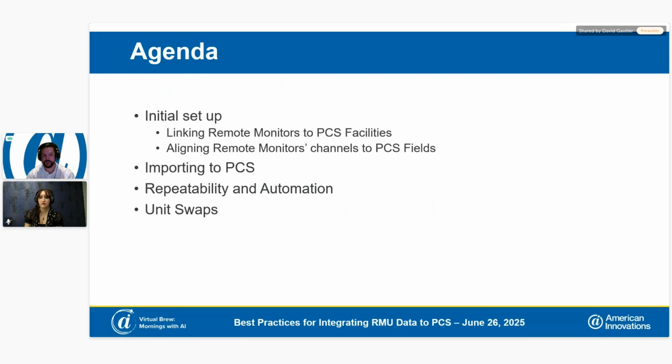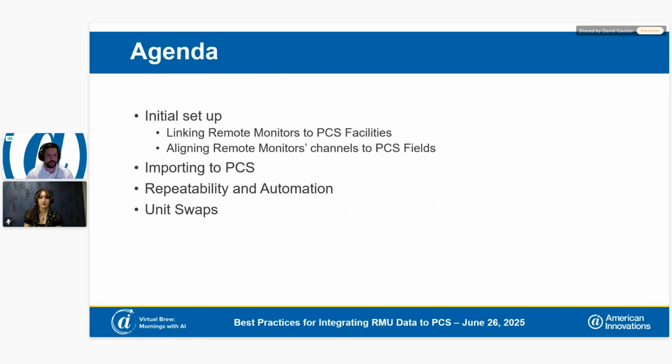The initial steps as far as aligning a remote monitor to a facility in PCS. What does that mean? How do you do it? How do you align the channels in that monitor to fields in PCS? What does the import look like? What's required? Where do you need to make some decisions?